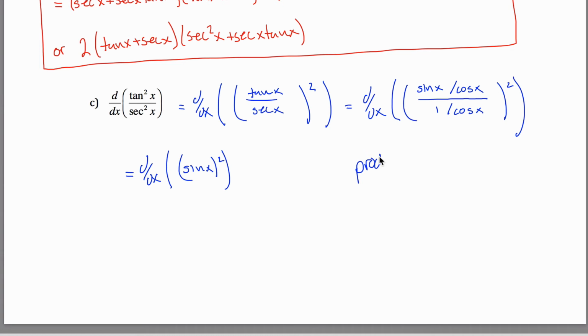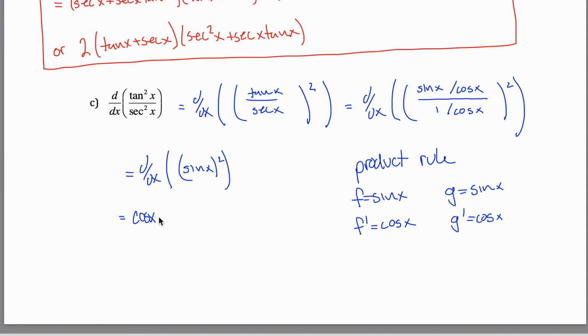I could either use the chain rule if I knew it, or I could use the product rule again and say that f is sine of x, and so is g. Sure, I'll write them both. And the derivative of sine is cosine. So I get f prime g, so that's cosine of x times sine of x, plus g prime f, which is cosine of x times sine of x.